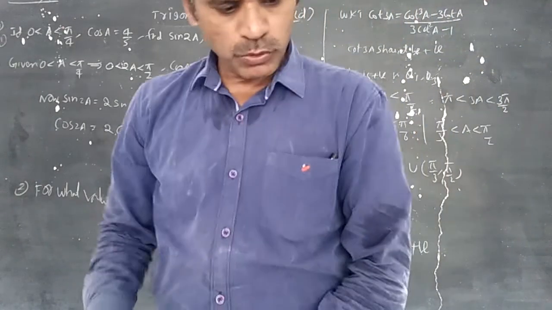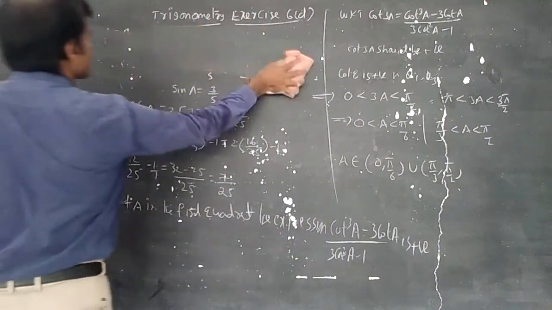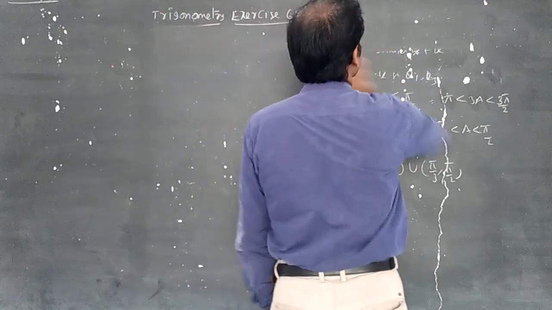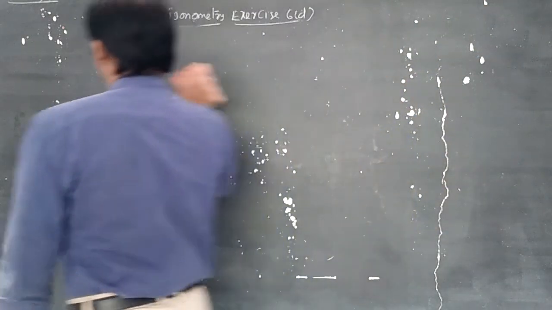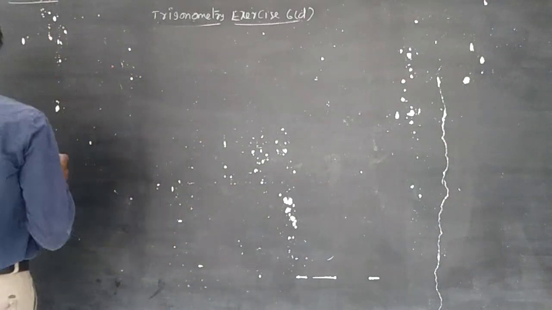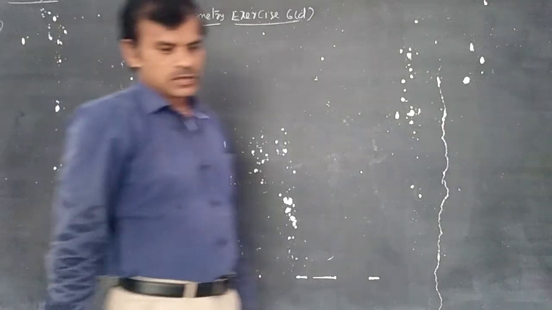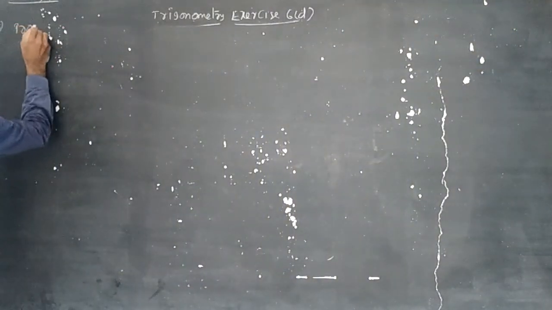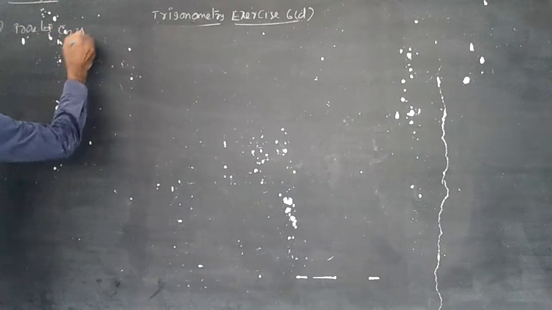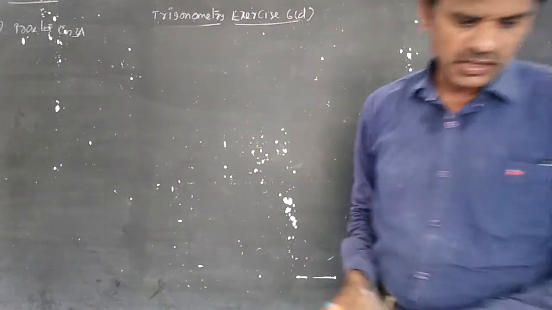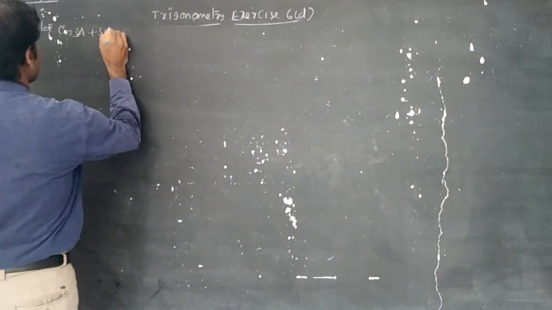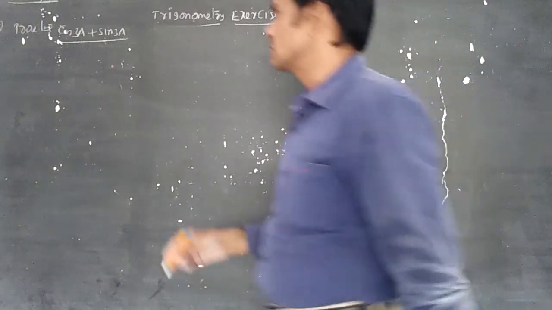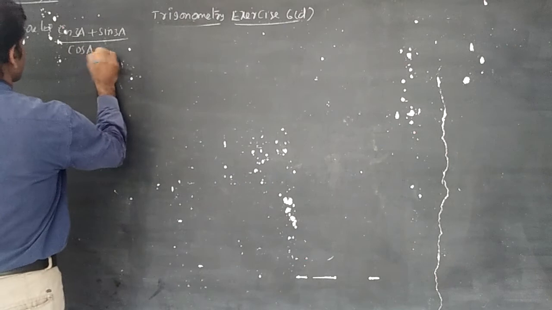Now, another question, the third question. Prove that cos 3A plus sin 3A by cos A minus sin A is equal to 1 plus 2 sin 2A.